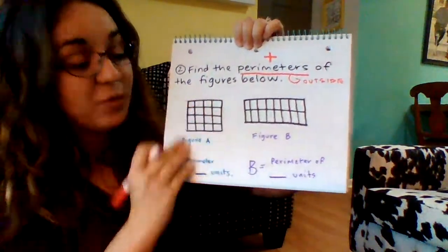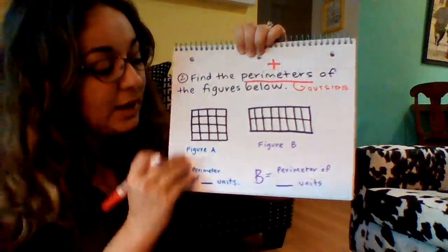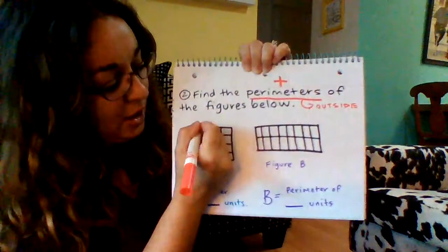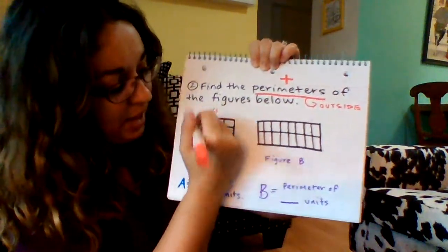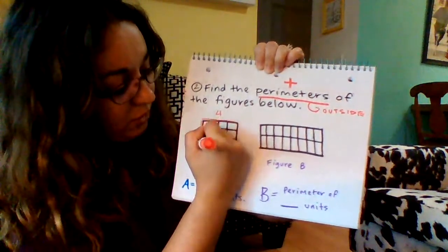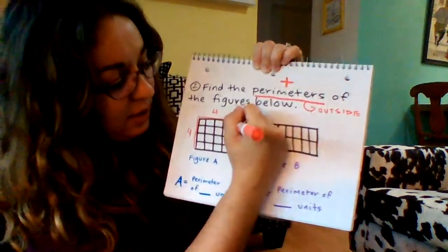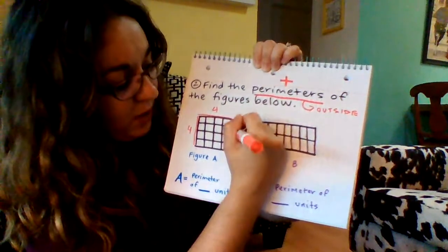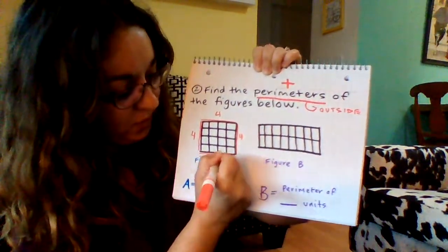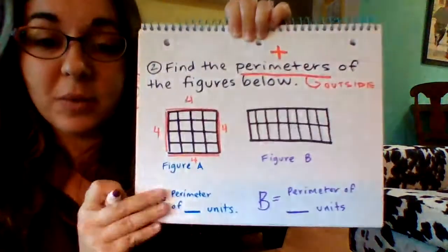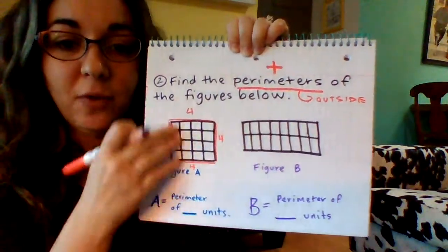So if I want to find the perimeter of this shape, okay, I want to add up all 4 sides. One side goes 1, 2, 3, 4 squares across. Okay, one side goes 1, 2, 3, 4 squares. This side goes 1, 2, 3, 4 squares. And this side is going 1, 2, 3, 4 squares. So I can find the perimeter of this shape by adding up all 4 sides.